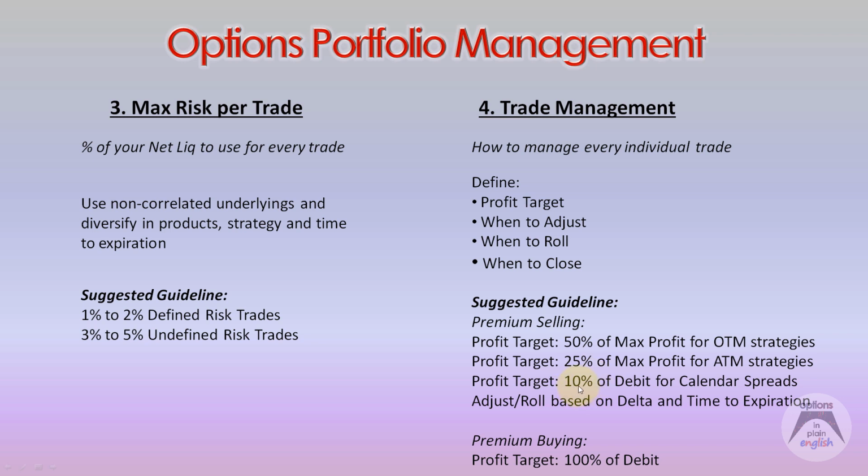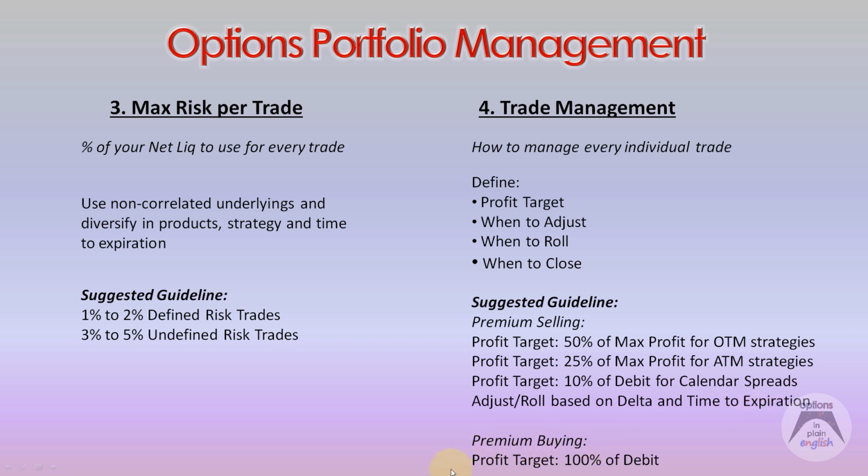We would use 10% of the debit for a calendar spread, for example. This is based on your knowledge of every strategy, which is what we've been doing so far, looking at individual strategies. Now you're going to be applying that information and putting it to use in the creation and maintenance and monitoring of a portfolio. And then you adjust and you roll based on the delta and the time to expiration.